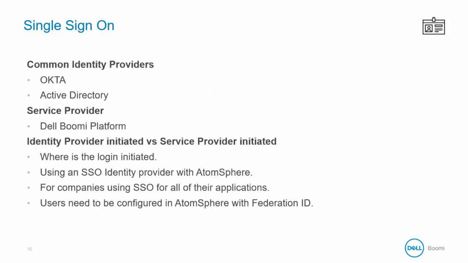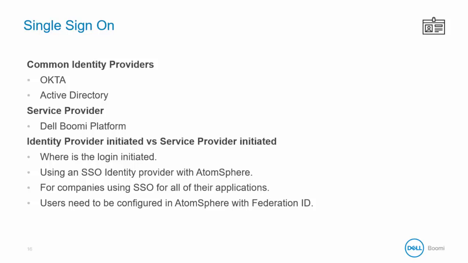Some common identity providers are Okta and Active Directory. Dell Boomi is providing the Atomsphere service, so in this scenario, we are a service provider. I covered the differences in the last slide for Identity Provider Initiated and Service Provider Initiated. If you use SSO for other applications in your organization, I recommend using it for Boomi as well.